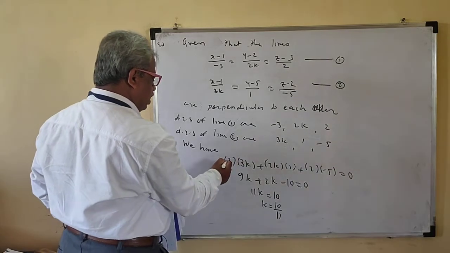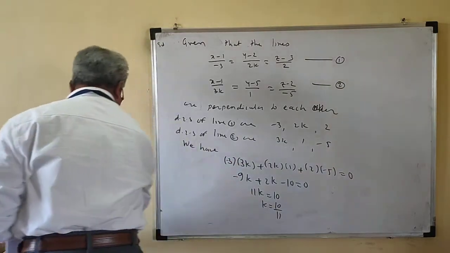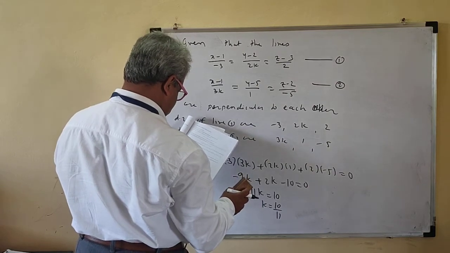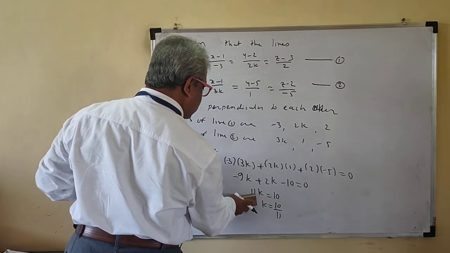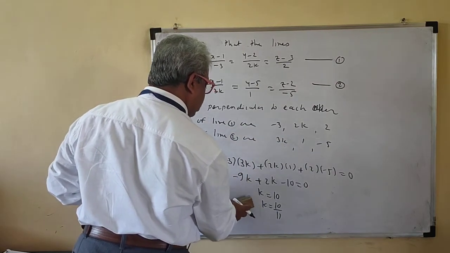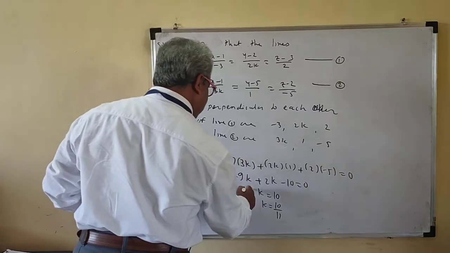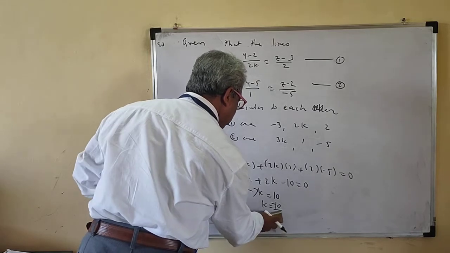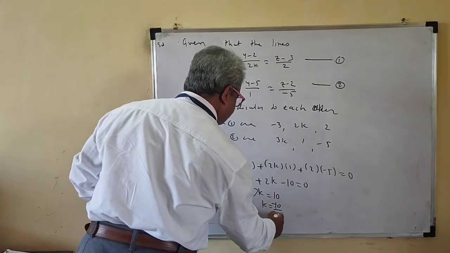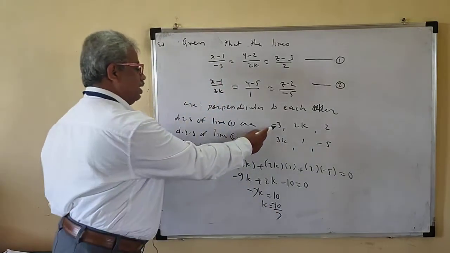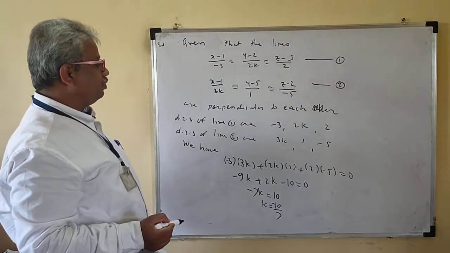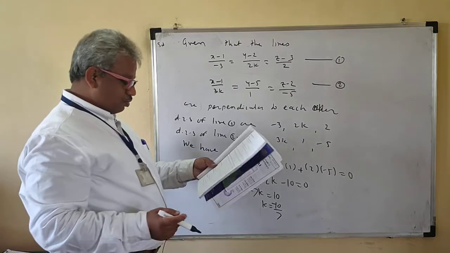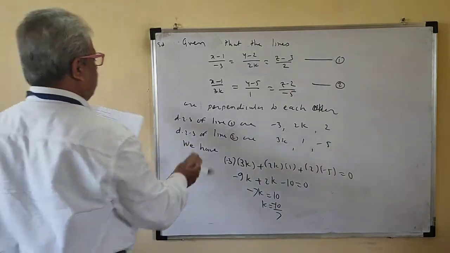Oh, here it is minus, so this is minus. So this is what, then -7k, so this is -10 by 7 now. Here it is -3, so here should be the -3. -3k, 2k into 1, 2 into -5. So k is equal to -10 by 7 is the value.